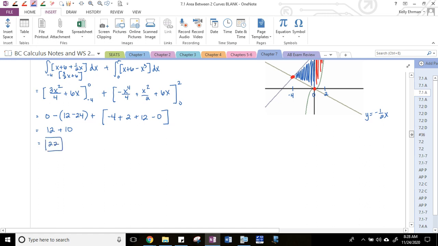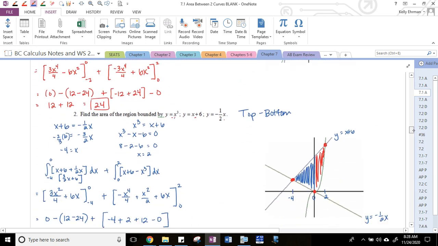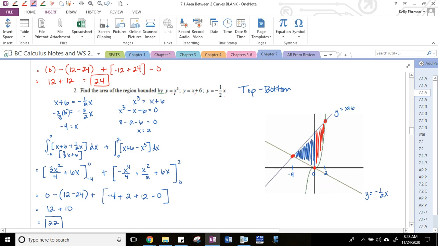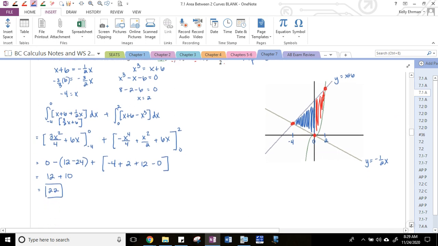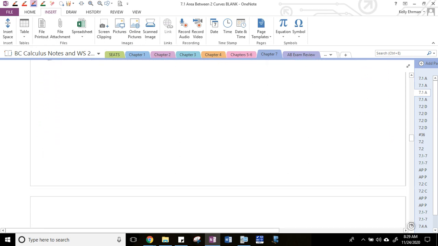All right, so these really aren't all that bad. It's the same steps over and over. Look at the graph. If you're not given the graph, get the graph. Find the points of intersection once you identify your area that you're trying to find. And then set up the top minus bottom and find the antiderivative. All right, so let's do another one.